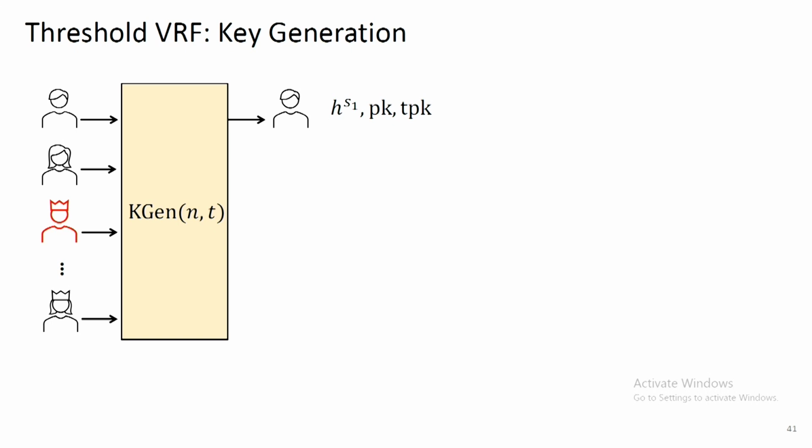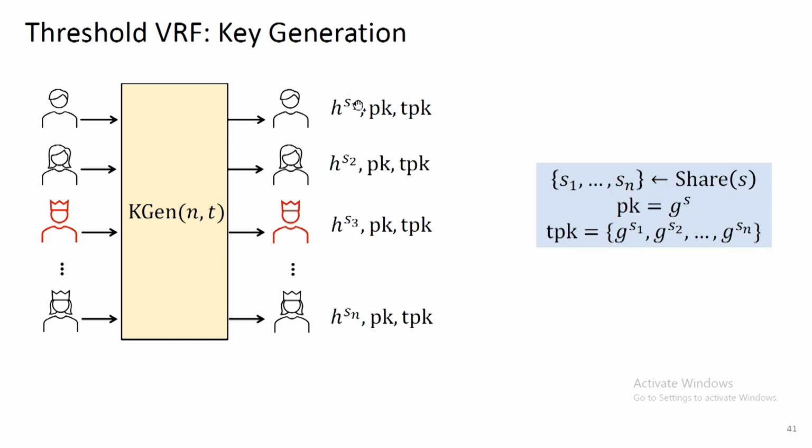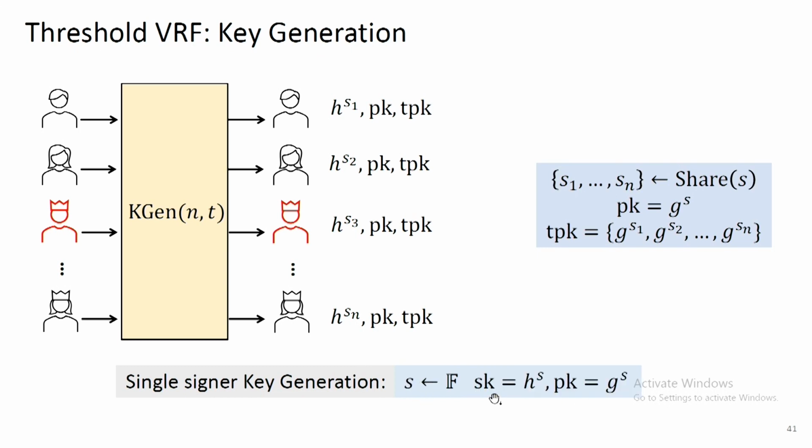Okay. So now parties will run a key generation algorithm which will output a secret key to each party and some public information. And the secret keys are H to the S_i, where S_i are Shamir shares of a random secret S. So it's just a different encoding of the secret. That's how you want to look at it. If you remember the single signer VRF key generation, we sample an S and we compute secret key to H to the S. We are doing the same thing, but with a secret shared value. That's what we are doing here.